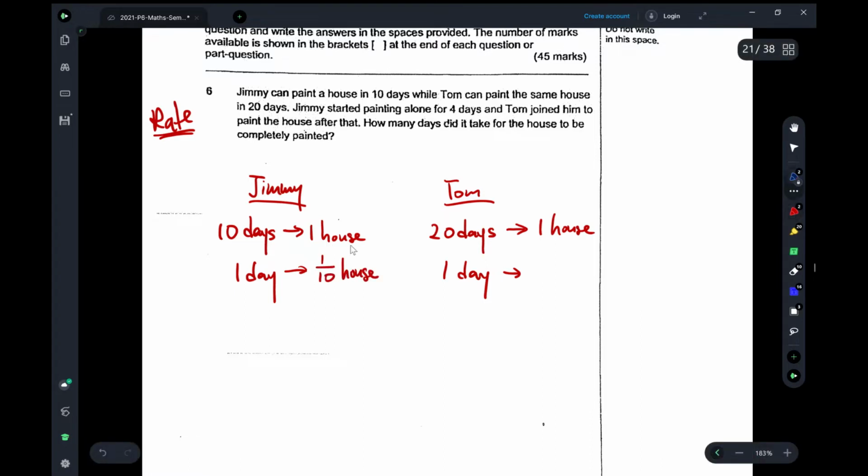So similar to just now, the trick is, how can 10 become 1? We divide by 10. So the same thing applies here, divide by 10. So for the other one, there will be 1 out of 20 house. So obviously, Jimmy is faster in painting house than Tom. Jimmy started painting alone for 4 days.